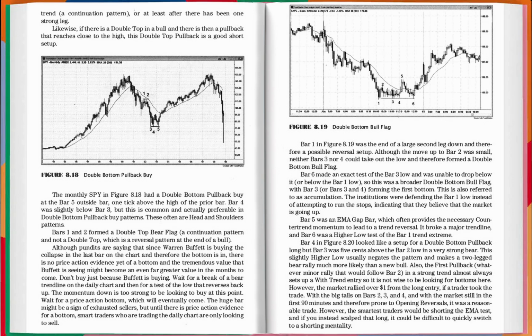Bar 4 was slightly below bar 3, but this is common and actually preferable in double bottom pullback buy patterns. These often are head and shoulders patterns. Bars 1 and 2 formed a double top bear flag, a continuation pattern and not a double top, which is a reversal pattern at the end of a bull.